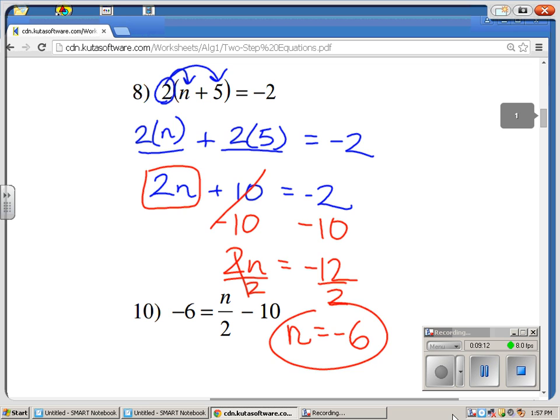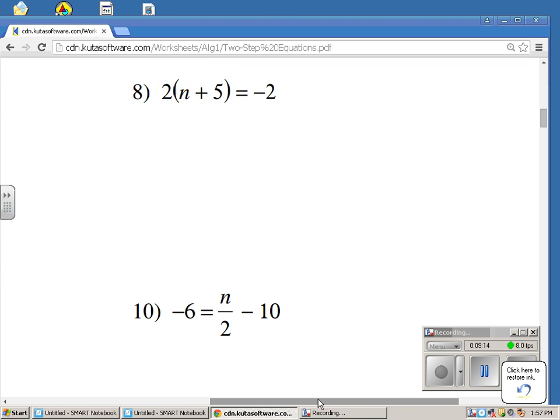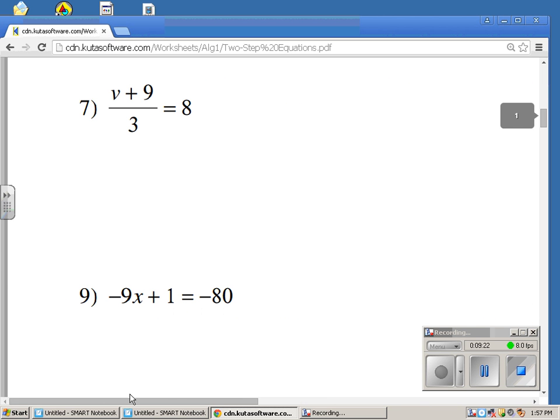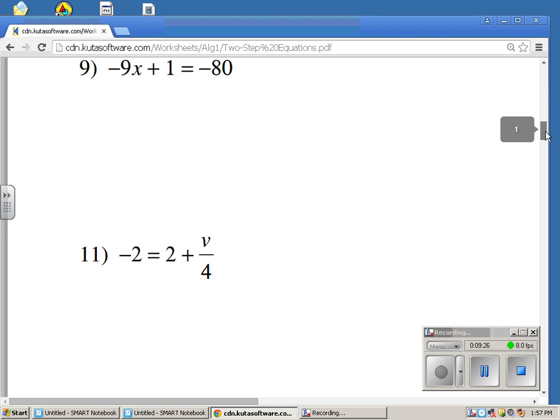The next problem we're going to do is number 9. So go back to the odds. Sorry, I was having trouble moving it over. Number 9.